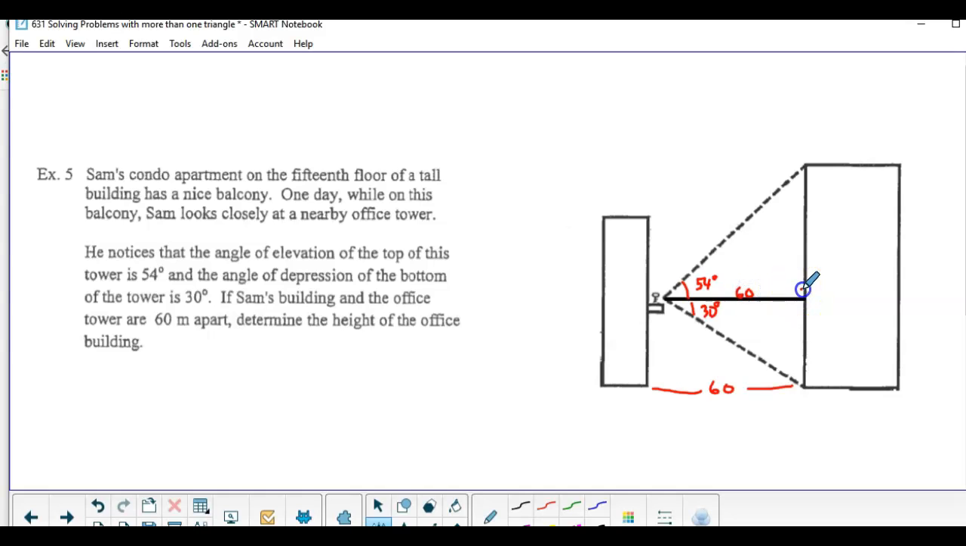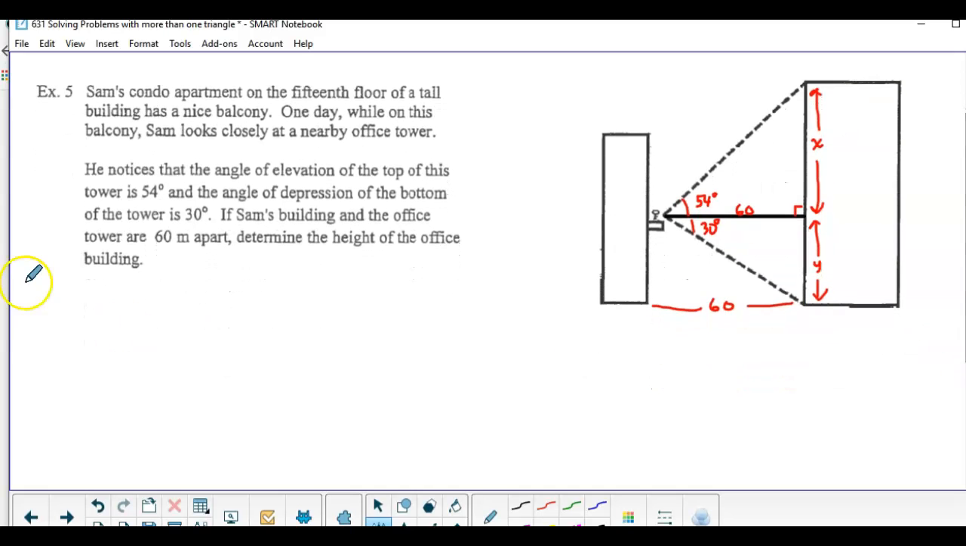Okay, and this means we're assuming the buildings are at 90 degrees, right? So we have one side and we have an angle, and we want to find the entire height here. So really, if I call this part X, from there to there, okay, and this part Y, then height is the total of those. Okay, so let's do X first.